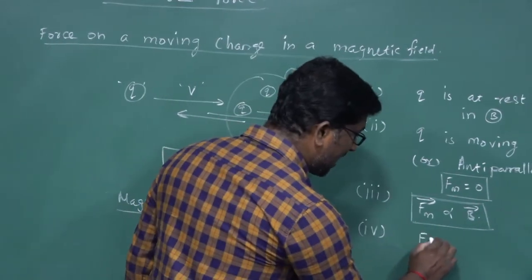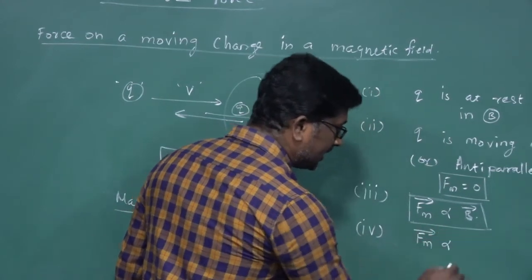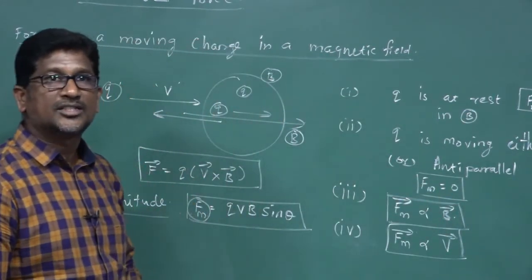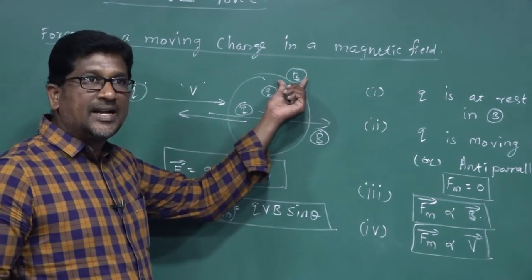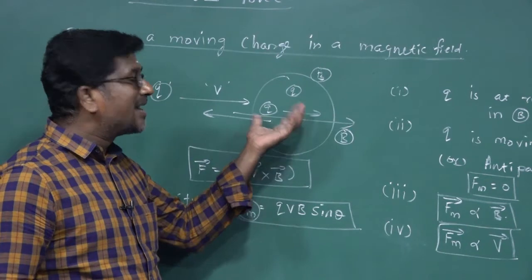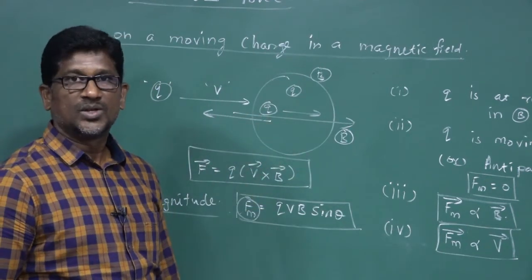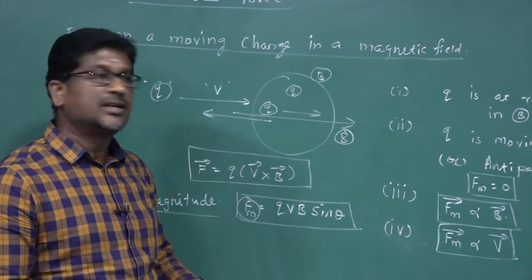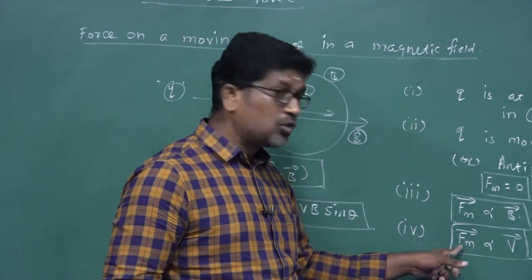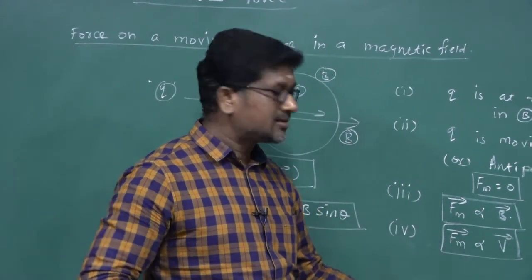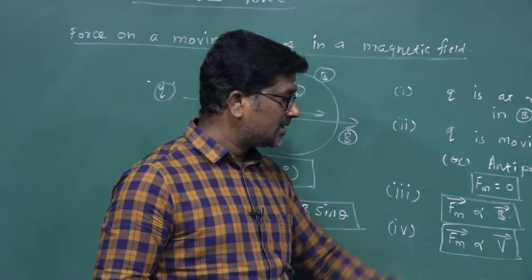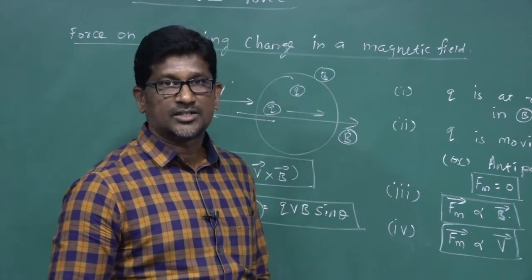Fourth one, the magnetic force experienced by the charged particle is directly proportional to the velocity of the charged particle. For a given magnetic field of induction, if the charged particle is moving with greater velocity, the magnetic force acting on the charged particle is greater. If the particle is moving with less velocity, the force acting on it is lesser. So the magnetic Lorentz force is directly proportional to the velocity of the charged particle.